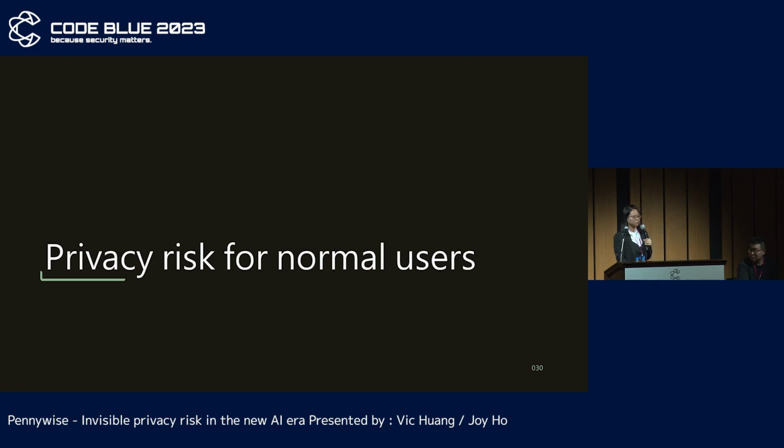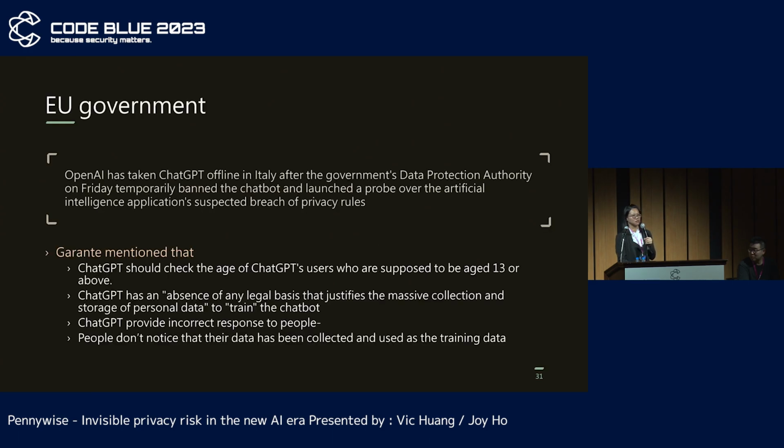So now we move into the privacy risk. I want to show you a case which happened in the European Union, which somebody may be familiar with because it was very big news. OpenAI took ChatGPT offline in Italy in March this year. Why? Because the EU has its own data protection law, which has legal requirements for any system, not just AI, any company, any human who wants to collect personal data.